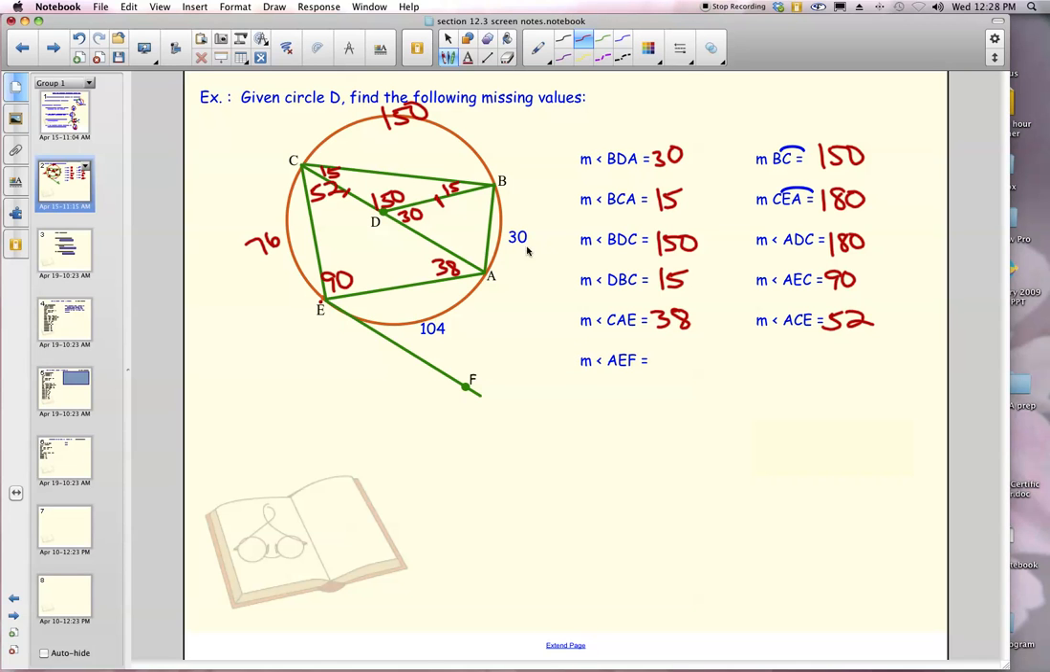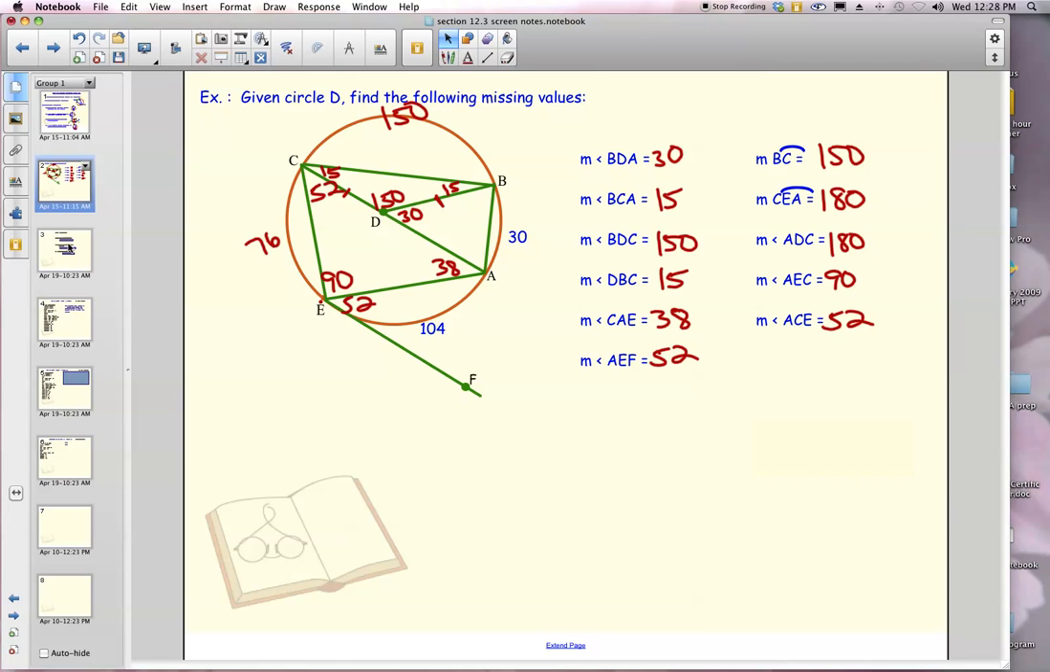The last little tricky one is AEF. AEF is also an inscribed angle, so to speak. Its vertex is still on the circle. It still follows the rules of inscribed angles. So its intercepted arc is also 104. So we would take half of 104, and angle AEF would also be 52 degrees.